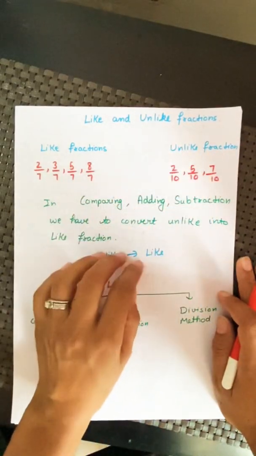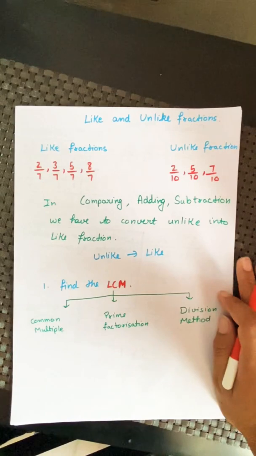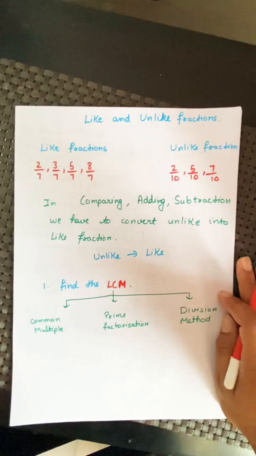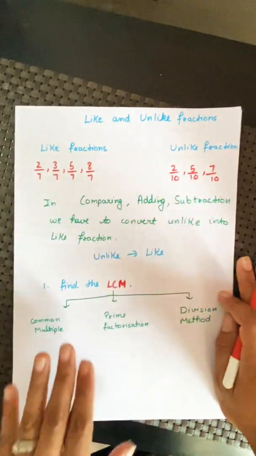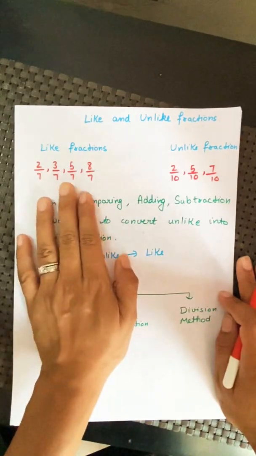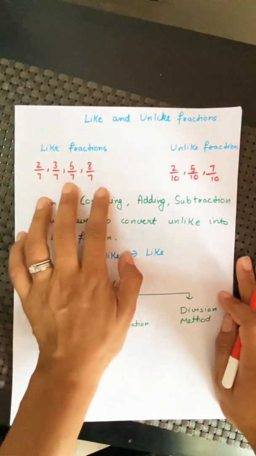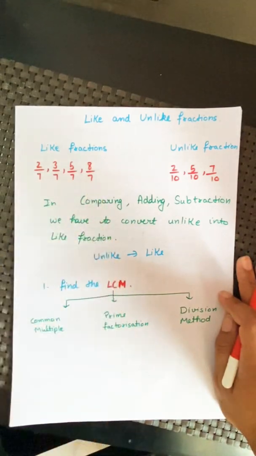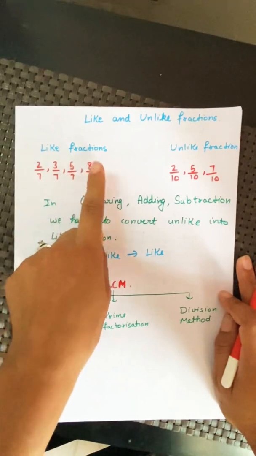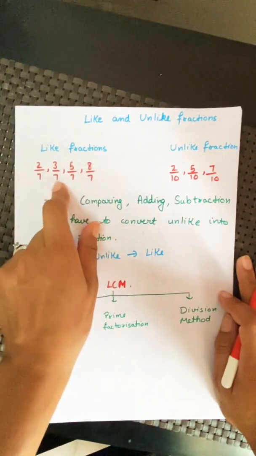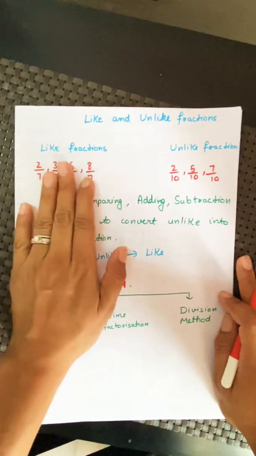In this chapter we will also study how we can convert the unlikes into like fractions, and before that we must know what are like fractions and what are unlike fractions. Like fractions are those fractions with the same denominator. The fractions which have the same denominator are called the like fractions. For example, you can see here 2 by 7, 3 by 7, 5 by 7, 8 by 7. The denominator is the same, that means these all are like fractions.